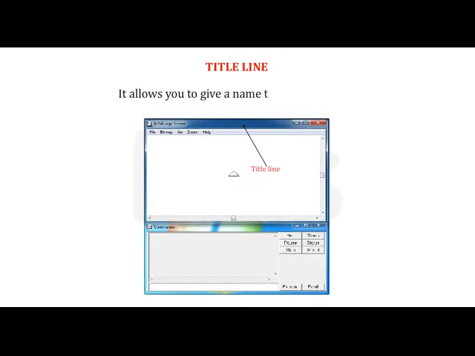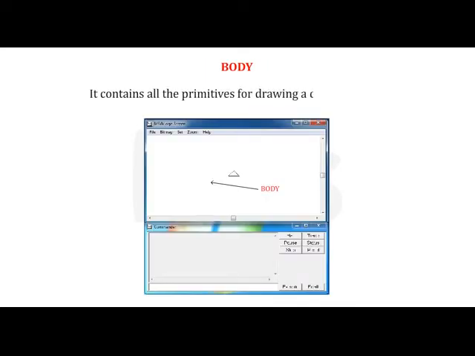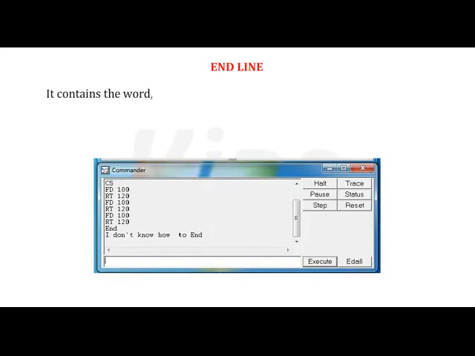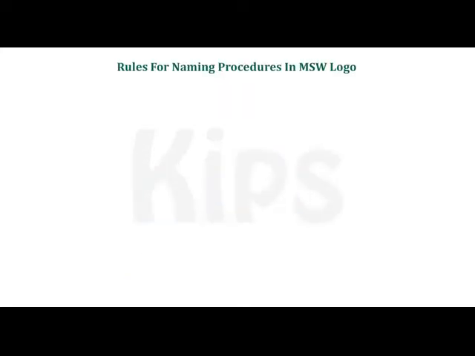Title line. It allows you to give a name to the procedure. It always starts with the word "to". Body. It contains all the primitives for drawing a desired figure. End line. It contains the word "end", which conveys to the computer that primitives in the procedure are over.